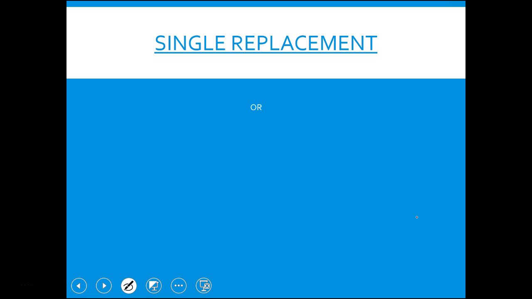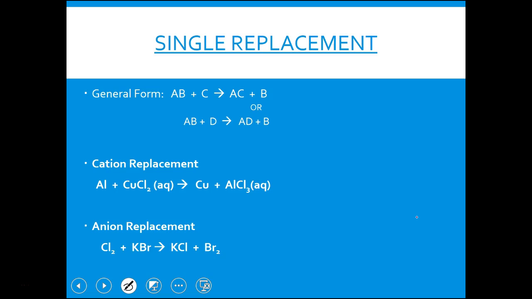Okay? So single replacement. General form, we have AB plus C goes to AC plus B. Okay, that's called cation replacement. Because A or C, that's not true. That's actually called anion replacement. Sorry about that. So we have AB plus D gives you AD plus B. Well, that's interesting because both of those show the same thing, and that's not quite right. So let's just move on from here, okay?